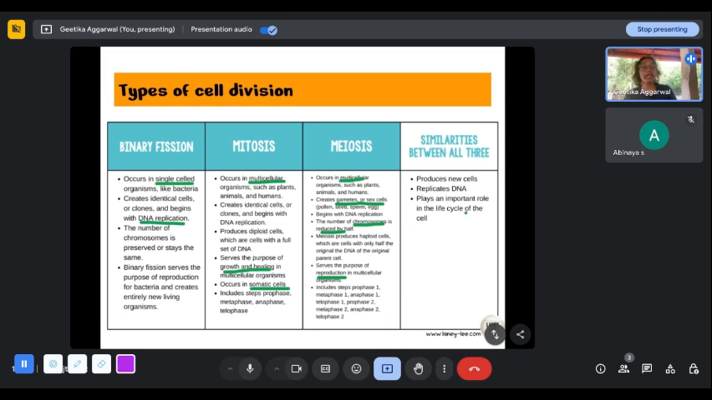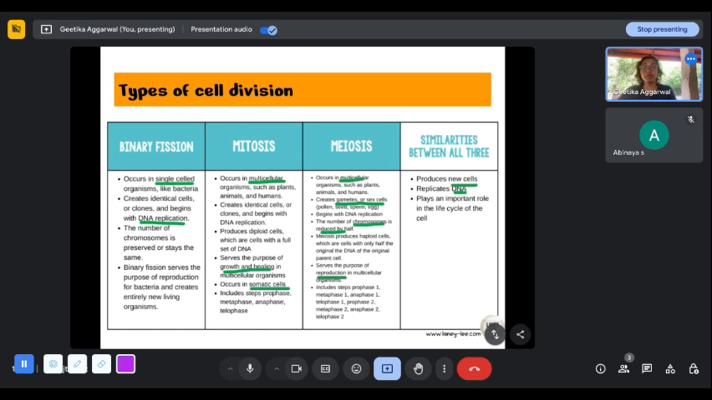So, there are some similarities in all of these processes. All of them produce new cells, all of them lead to a replication of DNA, and all of them play a very important role in the life cycle of the cell. Okay. So this was a slight overview of the different types of cell divisions.